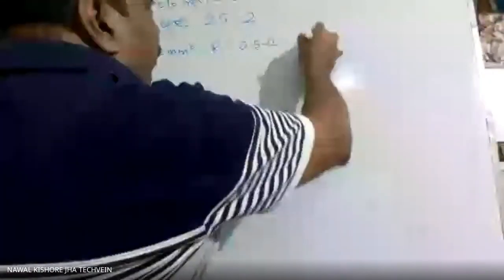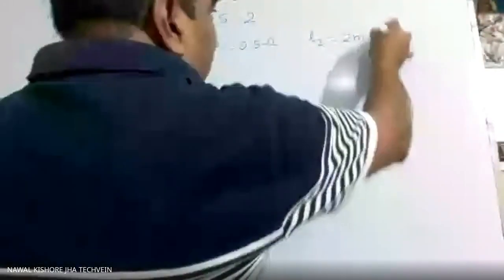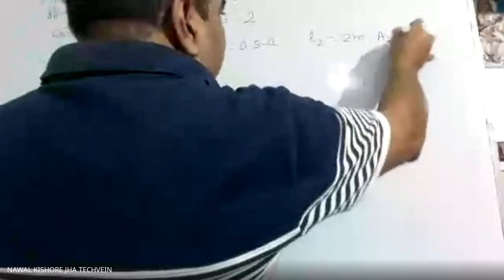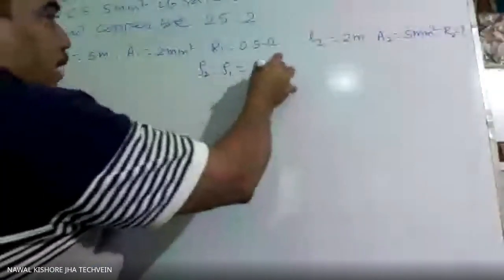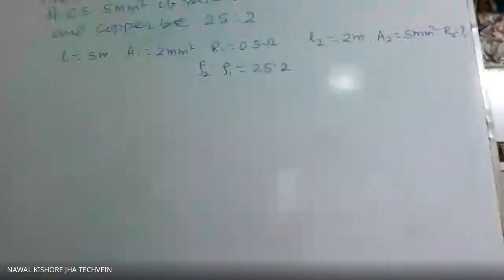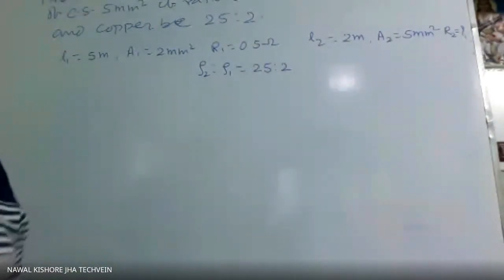Now the second one is the length of the nichrome wire, L2 we are giving this symbol, 2 meter. Area of cross section is 5 millimeter square. R2 we have to find. And this resistivity ratio rho 2 to rho 1 you are given 25:2. So in this type of situation also you will use the formula of that ratio.